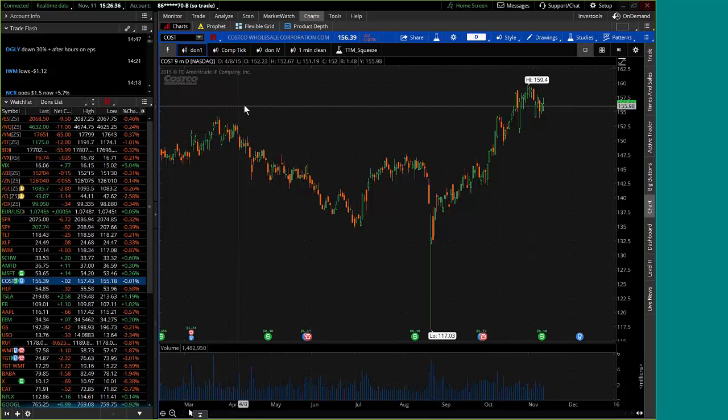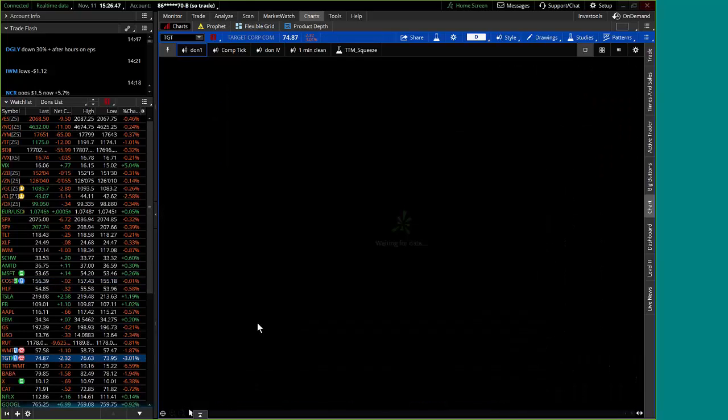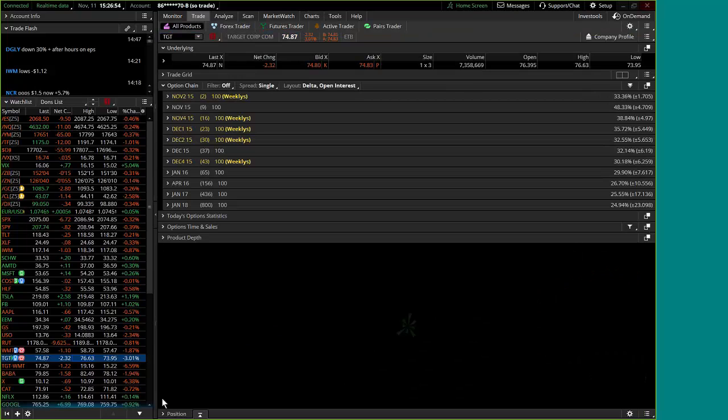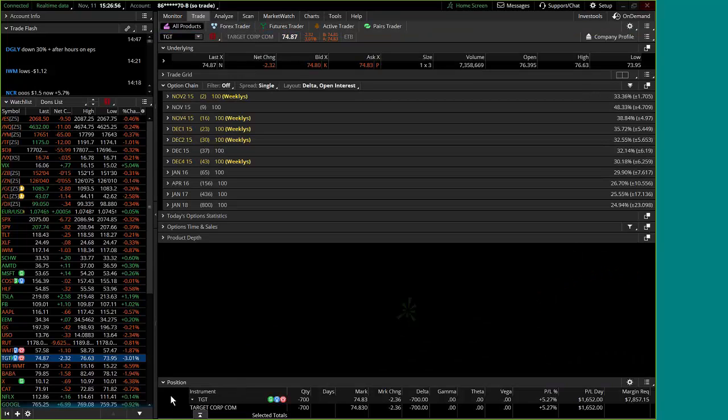This is Costco for the last 9 months. Most of the retailers have suffered pretty miserably. Me, I picked the toughest retailer to try to short over here. There's a bunch of other retailers that are starting to break down. Oh yeah, I'm short Target too. So take a look at Target position. I'm short 700 shares here of Target. It's up 5%, 700 shares.